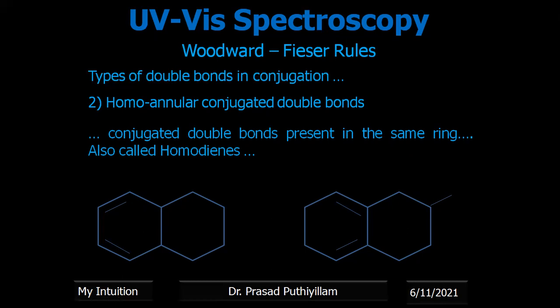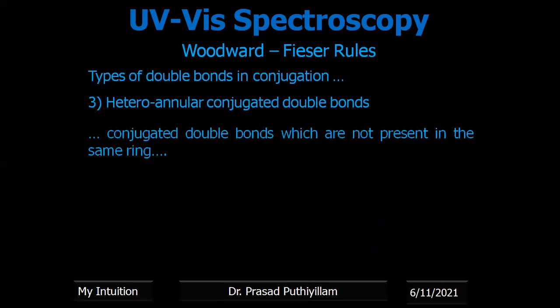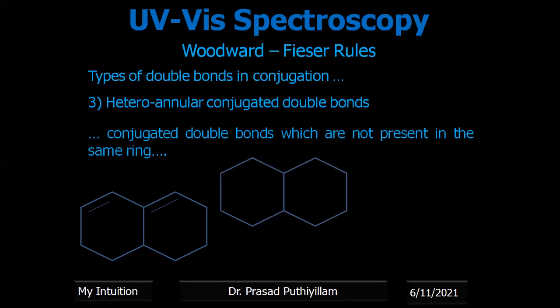So don't just see the double bond. Also, conjugation should be there in the same ring. Heteroannular conjugated double bonds means the conjugated double bonds are present in different rings, not in the same ring. For example, two fused cyclohexane molecules. Here it is a conjugated double bond: a double bond, a single bond, a double bond. Therefore, it is alternate, double, single, double. Therefore, it is an example of heteroannular conjugated double bonds.